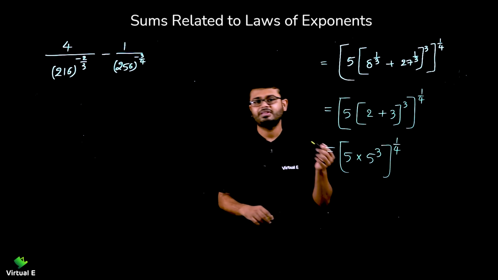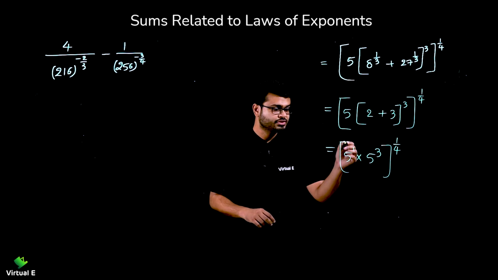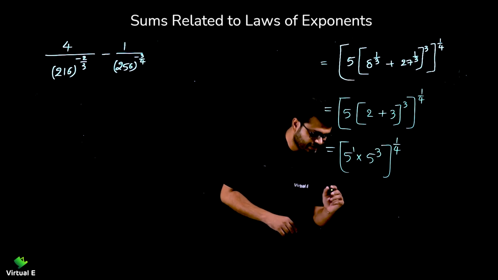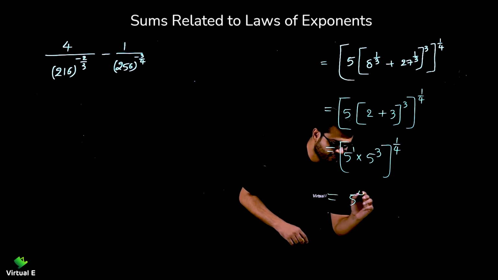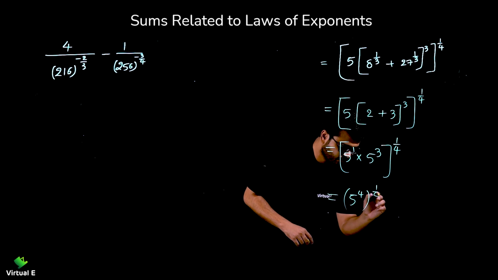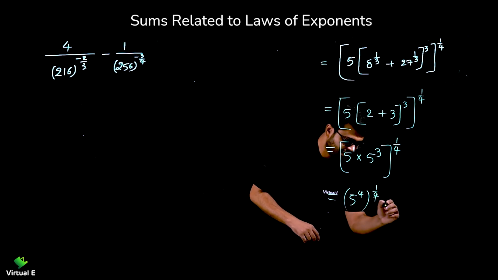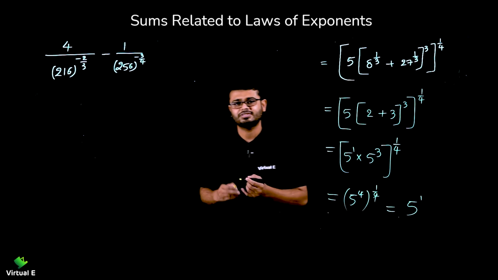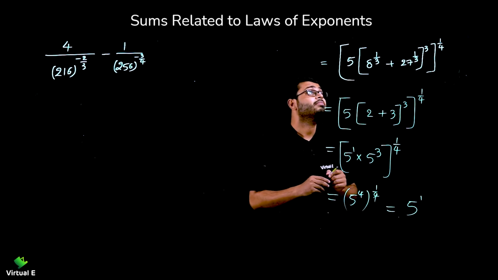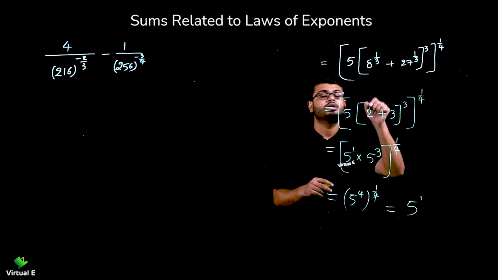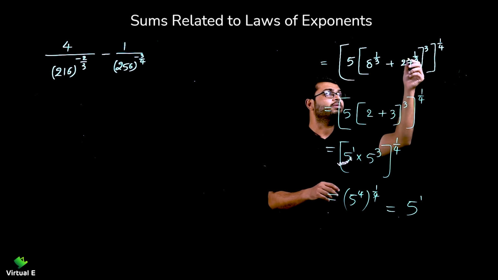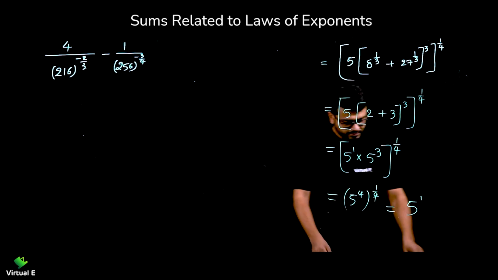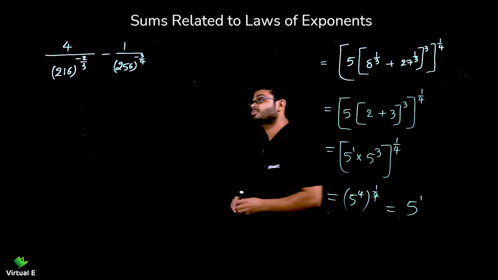So see, if there is no power, we consider it as 1. So they are having the same base, right? So we can add the power, 1 plus 3, that is 4. So 5 raised to 4 and whole raised to 1 by 4. So 4 and 4 will get cancelled. So 5 raised to 1 is the answer, or only 5 is the answer. Very simple question. Remember that 8 raised to 1 by 3 is 2, and 27 raised to 1 by 3, or cube root of 27, is 3 only. Right? Let's discuss the next question.